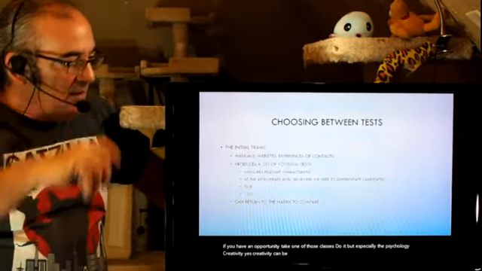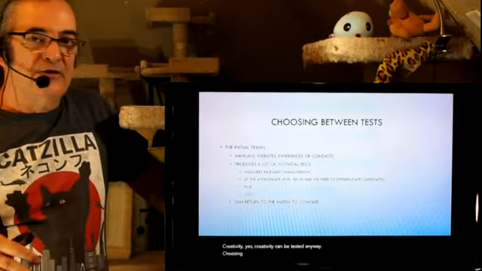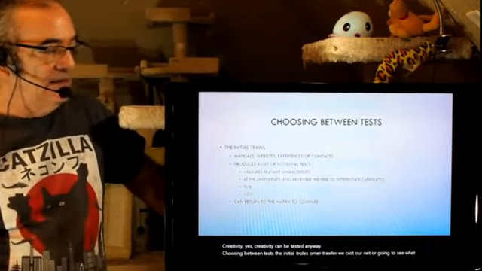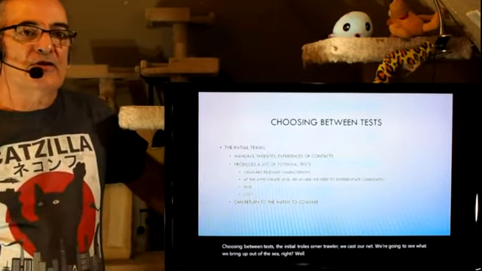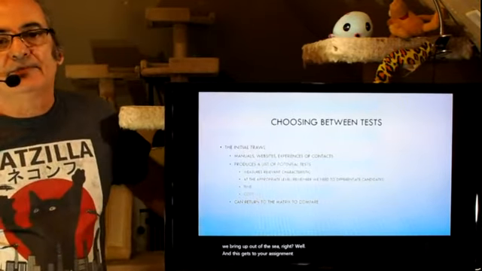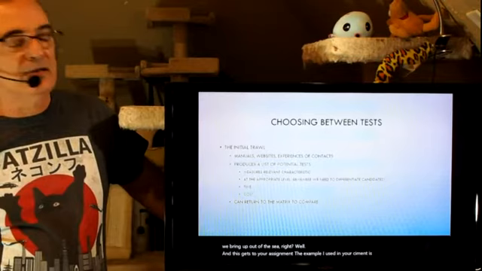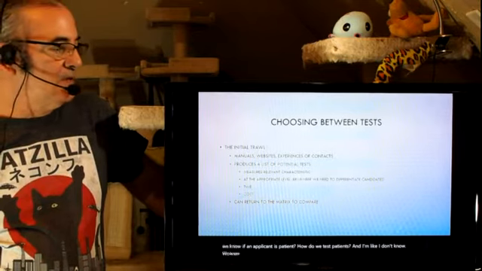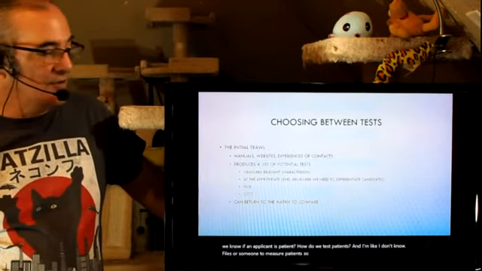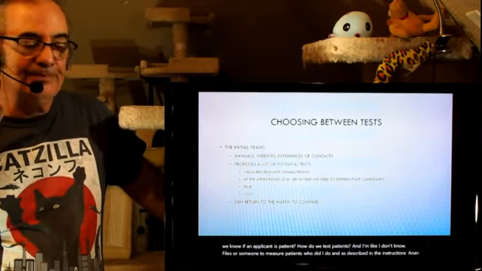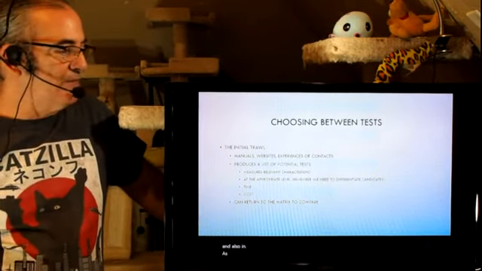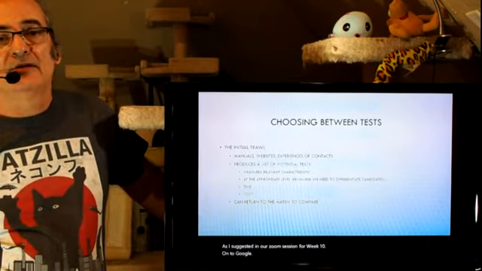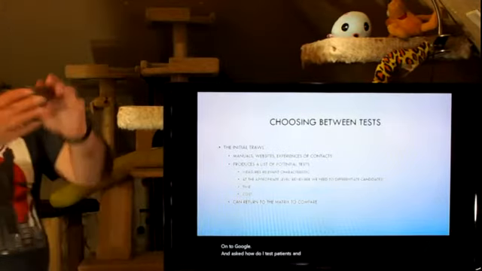So anyway, choosing between tests, the initial trawl. So we're in our trawler, we cast our net, we're going to see what we bring up out of the sea, right? Well, this gets to your assignment. The example I used in your assignment is patience. How do we know if an applicant is patient? How do we test patience? And I'm like, I don't know. Wow, is there some way to measure patience? So what did I do? It's described in the instructions and also, as I suggested in our Zoom session for week 10, I went to Google and asked, how do I test patience? And now, of course, this is my initial trawl.